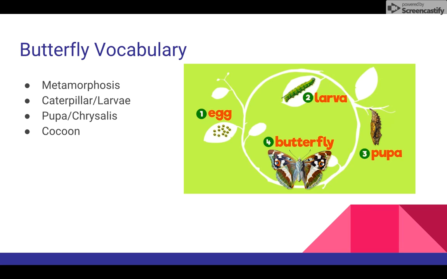Next, caterpillar is what butterflies are in the second stage of their lives, also known as larvae. Pupa, or chrysalis, refers to this third stage when the butterfly is wrapped in a cocoon and changing into an adult. A cocoon is a silk casing around the butterfly during the third stage.